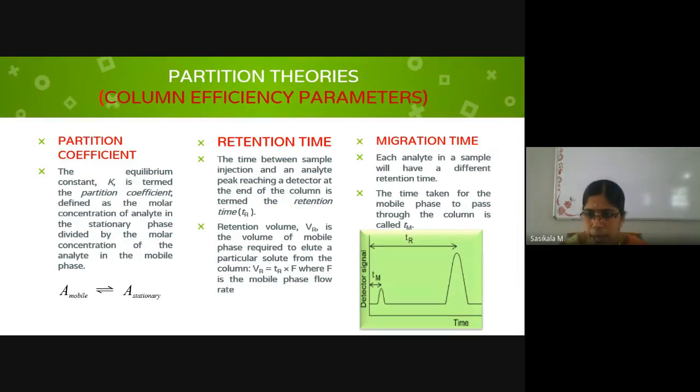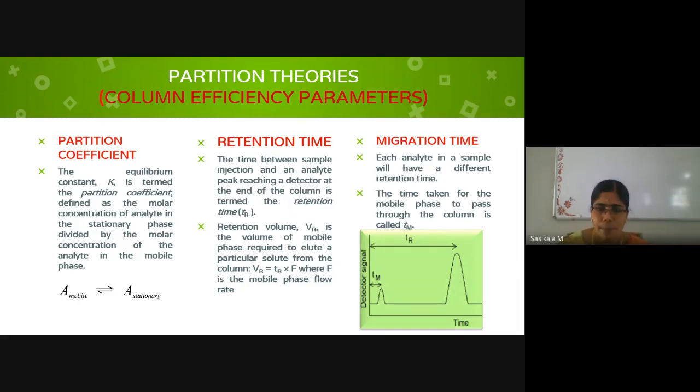Maximum we can run the sample for 15 minutes. Ideal retention time is 2 to 8 minutes. Like the ideal Rf value is 0.1 to 0.9, below 1, likewise the ideal retention time is 2 to 8 minutes. That is called the ideal retention time for any sample. If you develop a retention time for a new sample, then the ideal retention time will be 2 to 8 minutes. It is in minutes. Okay, that's about migration time.